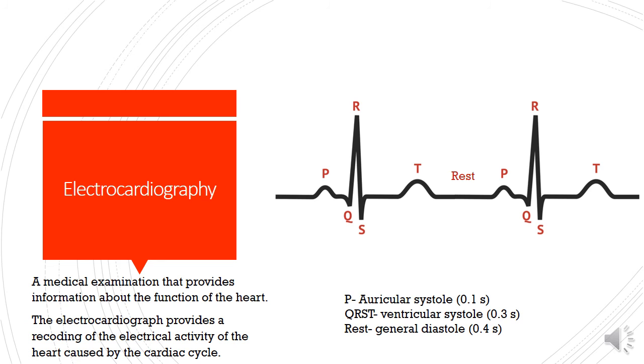Here you can see a set of waves, the first one being the P, Q, R, S, T, and we have a rest period. The P wave is actually auricular systole and usually has a duration of 0.1 seconds. Then you have Q, R, S, T. All of this, from here to here, is ventricular systole. This has a duration of 0.3 seconds. And finally, we have general diastole, which is the rest stage, being equivalent to 0.4 seconds.